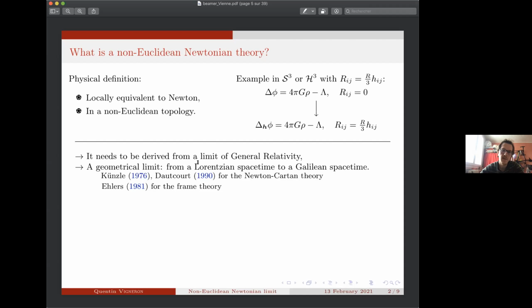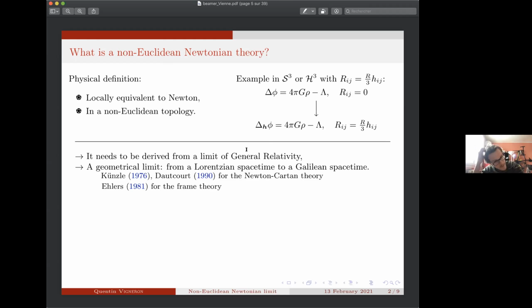This limit is a limit from a manifold equipped with a Lorentzian structure to a manifold equipped with a Galilean structure. I will present precisely what those structures are, but basically they are invariant under Galilean transformations. This limit was introduced by Künzle and Dautcourt, firstly, to derive the Newton-Cartan theory from general relativity, and later by Ehlers to define his frame theory, which is a generalization of general relativity and Newton-Cartan.